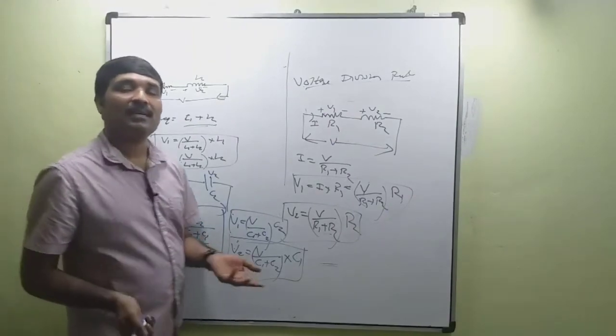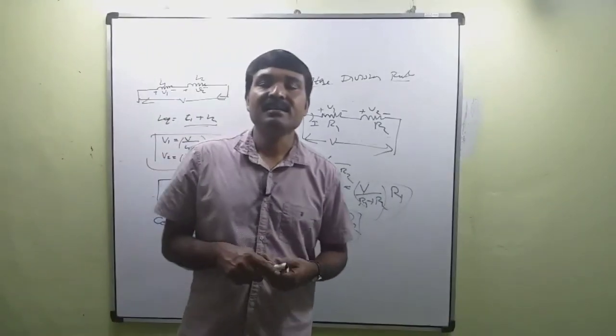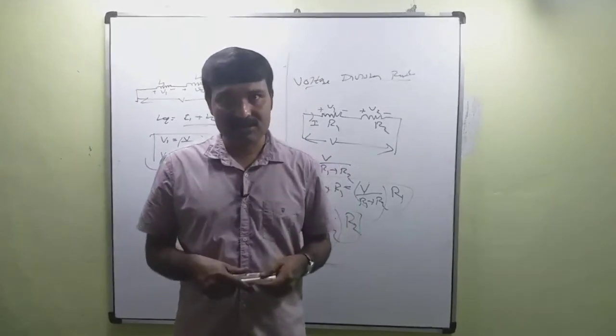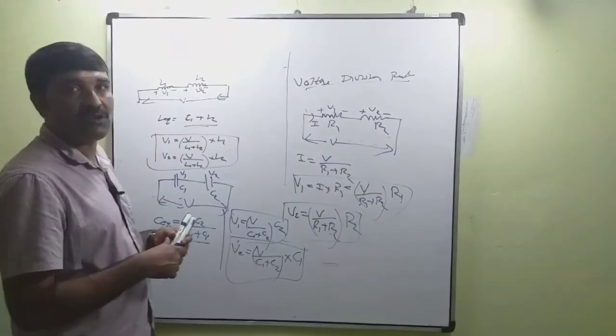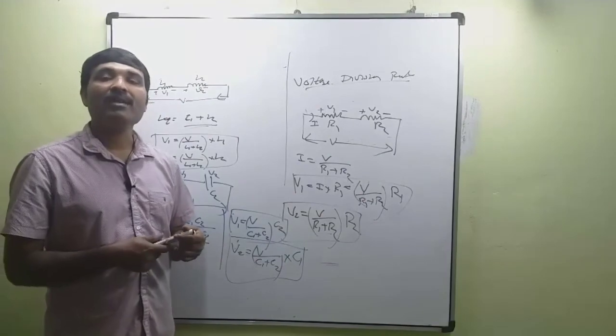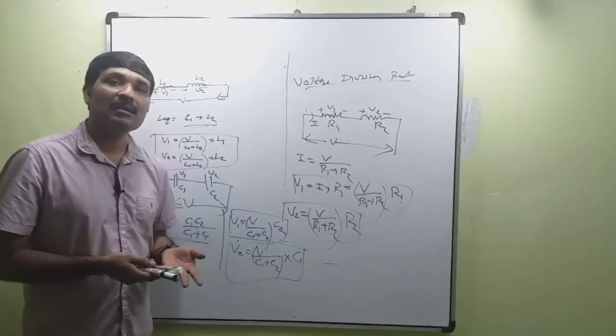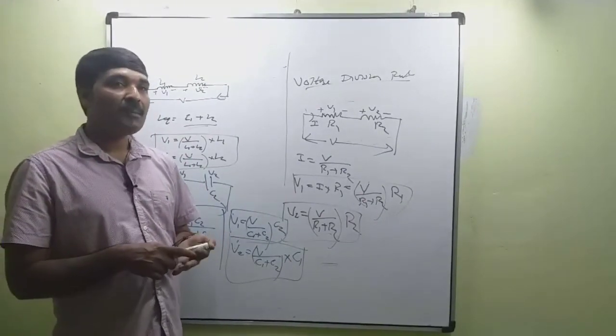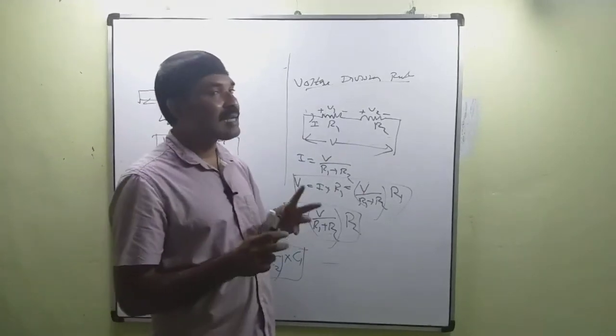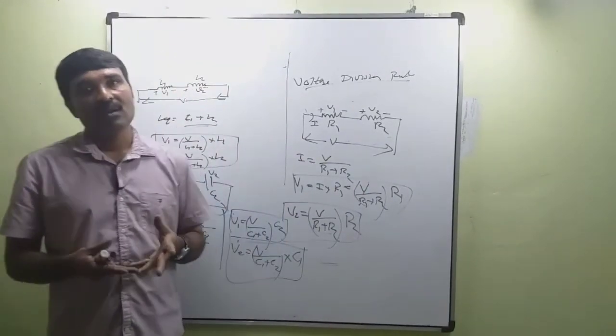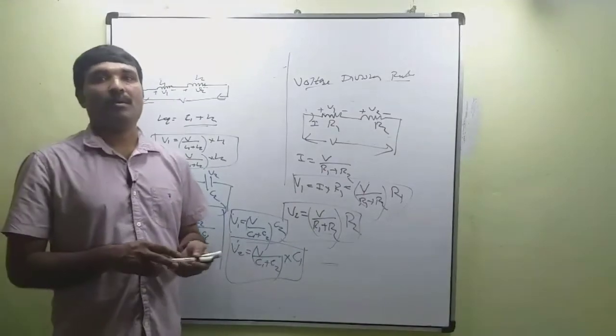So in the case of inductance and resistance, in the voltage division rule, voltage is higher when the value of the corresponding inductance or resistance is high. But in the case of capacitance, the voltage across that element is higher when its value is small.